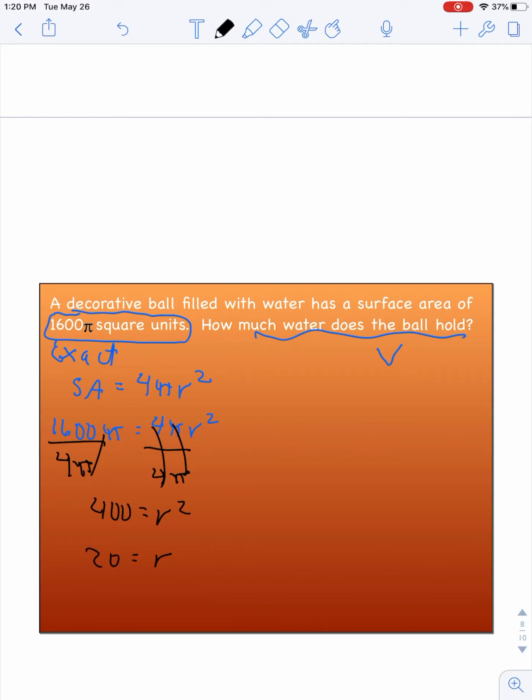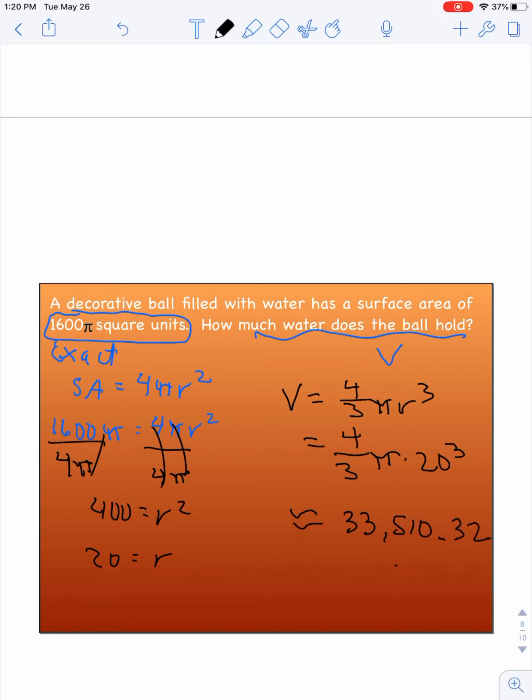So now I can take my r into my volume formula. Volume is 4/3 pi r cubed, so how much water it holds will be 4/3 pi times 20 cubed, which is approximately 33,510.32 square units, so units cubed actually, units cubed. Okay, so volume and surface area of spheres, pretty simple.